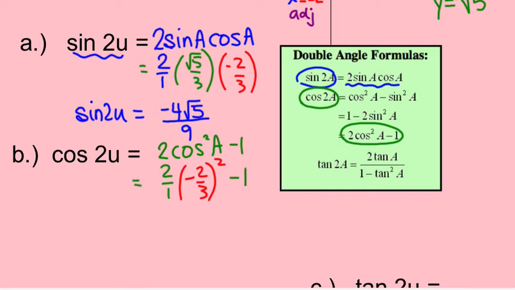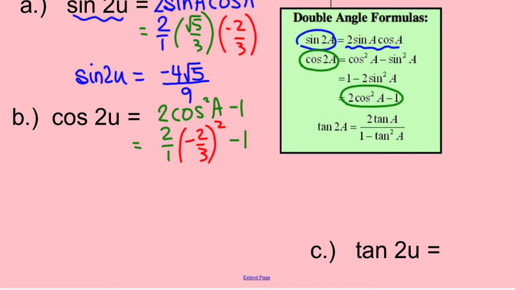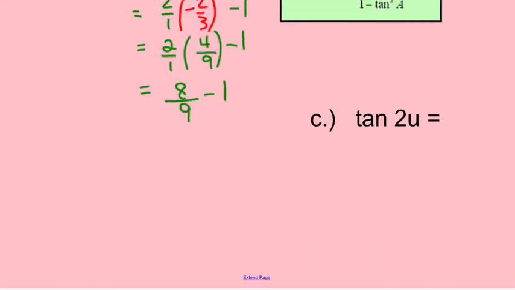Now we need to do some simplifying. So let's go inside the parentheses first. Negative 2 times negative 2 is positive 4. 3 times 3 is 9. So what we've done is we've squared that negative 2/3. Now we're going to multiply across. 2 times 4 is 8. 1 times 9 is 9. And then minus 1. Now we're going to change that 1 to a 9/9 so that we can combine those two fractions together. So we get negative 1/9. So the cosine of 2u is negative 1/9.